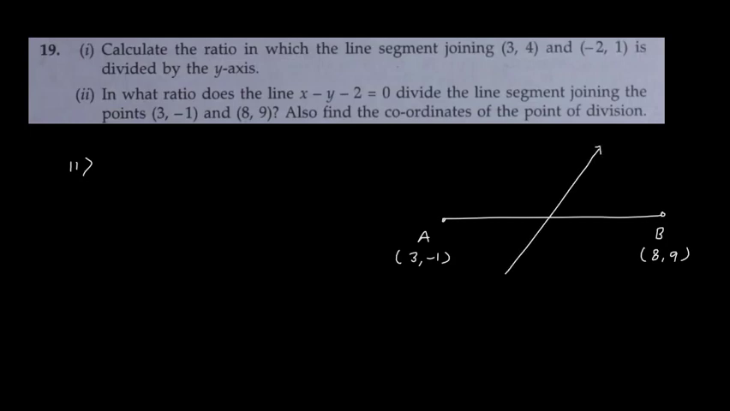Now this problem is a little challenging. Here in this second problem 2 points are there. Say a point A, it is 3, -1 and B point is 8, 9. Okay, and there is a line, say this kind of line is there. Okay, and the equation of this line is x minus y minus 2 equal to 0. X minus y minus 2 equal to 0.